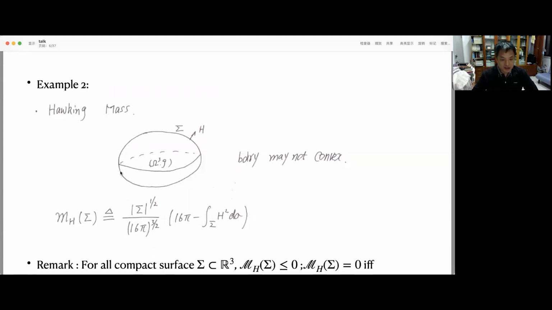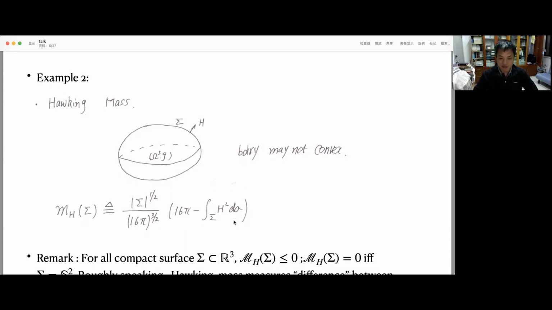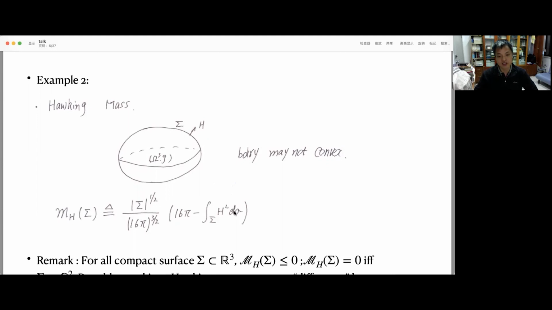So now let this be a compact Riemannian manifold. This time, the boundary may not necessarily be convex. And we define Hawking mass by this formula. Here, this is the square root of the area of the boundary, and this is the Willmore functional. And by this formula, we also see that the larger the mean curvature H is, the smaller the Hawking mass will be.